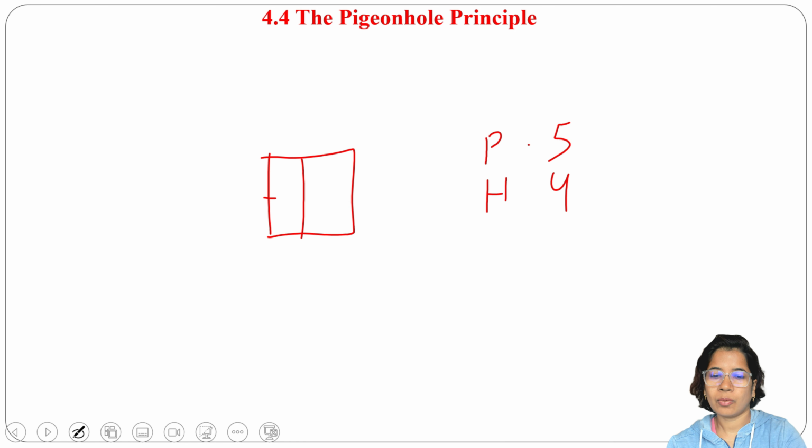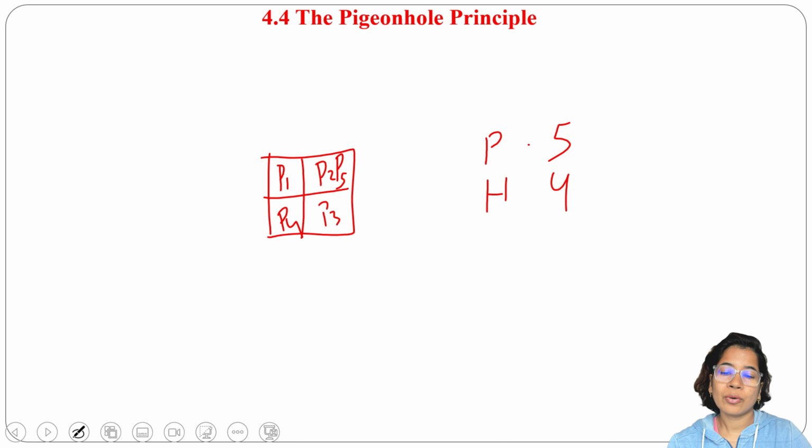These are the holes. Now suppose that 5 pigeons want to sit in those holes. Like, let P1 sit here, pigeon 1, pigeon 2, pigeon 3, pigeon 4. So 4 pigeons sit in 4 holes. Now 1 is left. Where will that pigeon sit? It can sit with P1 or P2 or P3 or P4. Let the 5th pigeon sit with pigeon 2. So that is all about the pigeonhole principle.